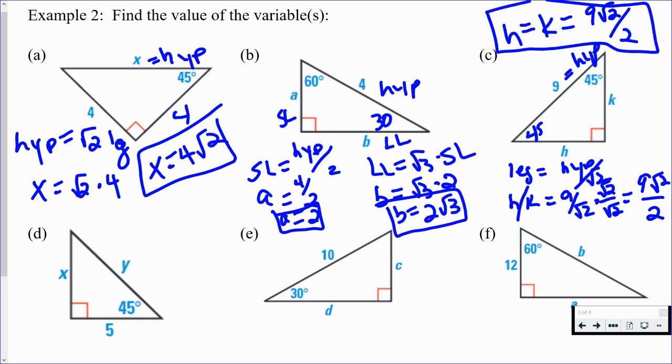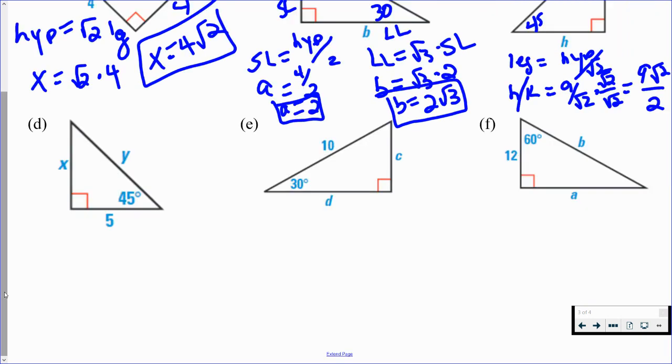Okay? Now, let's move on down. We've got 3 more. We want to find the value of X and Y. Okay? We have a 45, 45, 90 triangle. So we know that X is another leg. We already know that the legs are congruent, so we don't even have to really solve anything to find X. X has to be equal to 5.